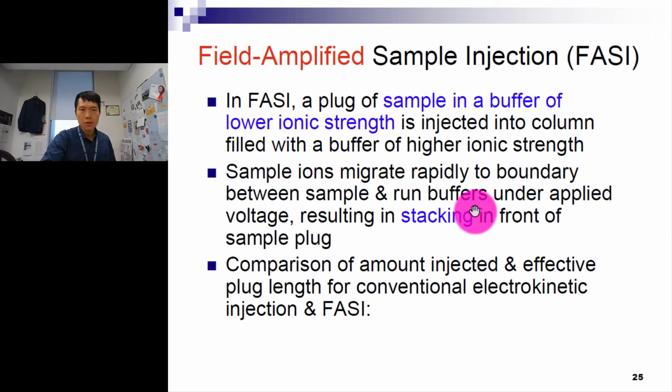Next, we introduce something called field amplified sample injection, the FASI. What's interesting is that FASI uses a plug. A plug in separation science is a sample dissolved in a buffer with a lower ionic strength. You might say it's a band, a zone, to fix the zone. How do you do that? You introduce some water to contain it, so it doesn't separate out so much. It's like a stopgap in a way.